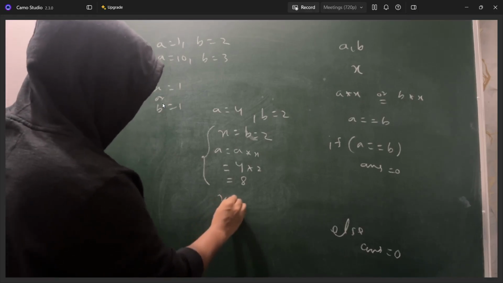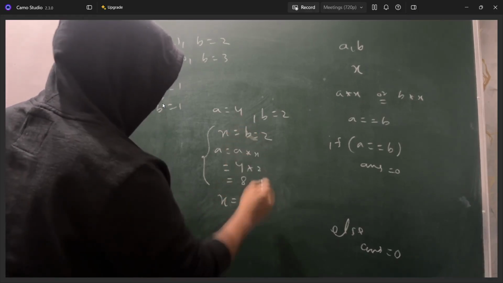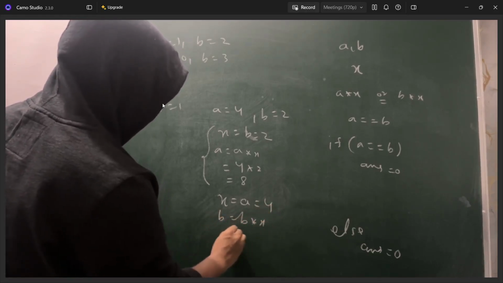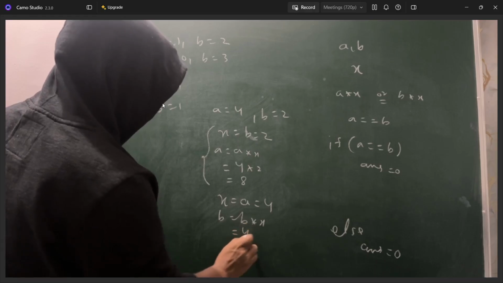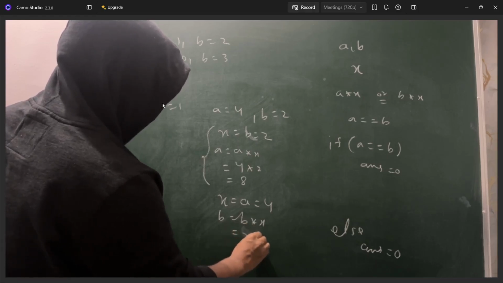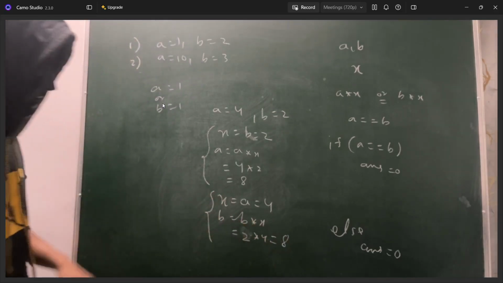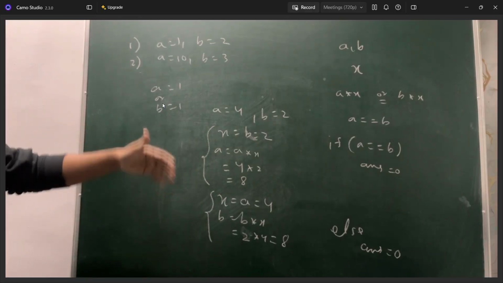In the second operation you will take x equal to a, which is 4, and you do b equal to b into x. What is b? B is 2. What is x? X is 4, that is equal to 8. So basically you are doing two operations, but they have asked you to minimize the operations, right?